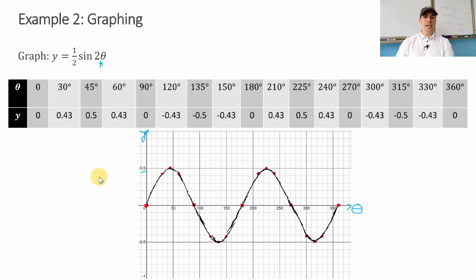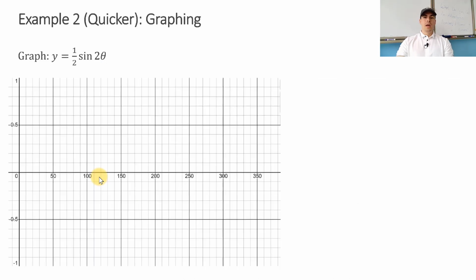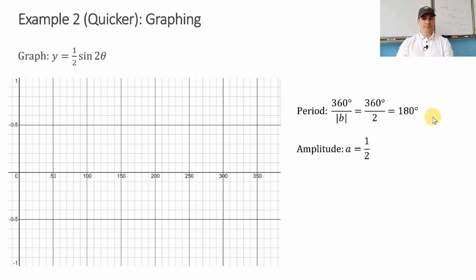So let's go ahead and do this a quicker way. I have the same function here, and we're going to just graph it in a quicker way. So first thing I need to do is find my period. I have a b value of 2, which means 360 divided by 2 is going to be 180 degrees. Now my amplitude, we already said, was 1/2.